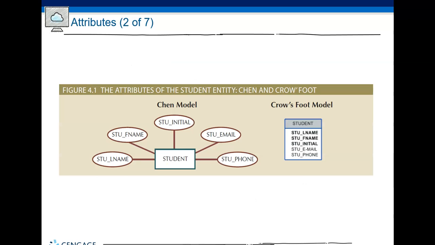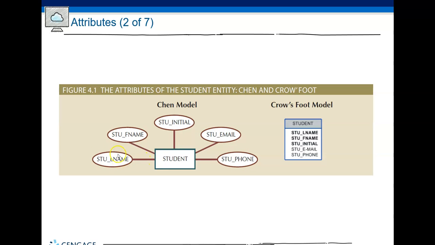All right, this is showing you a real basic example of the difference between the Chen model and crow's foot. For one entity and its attributes, this is what it looks like in the original Chen model. The entity is a rectangle, a capitalized singular noun, Student. This will eventually become a table of students in a database. And these are the fields or attributes of the student: a first and last name, a middle initial, an email, and a phone number.